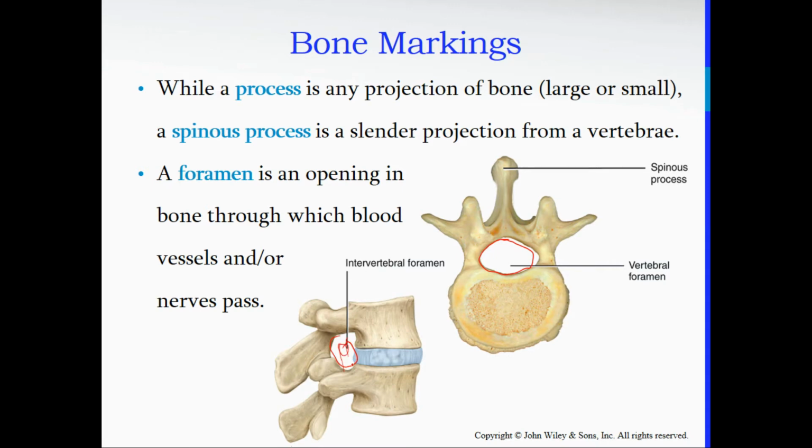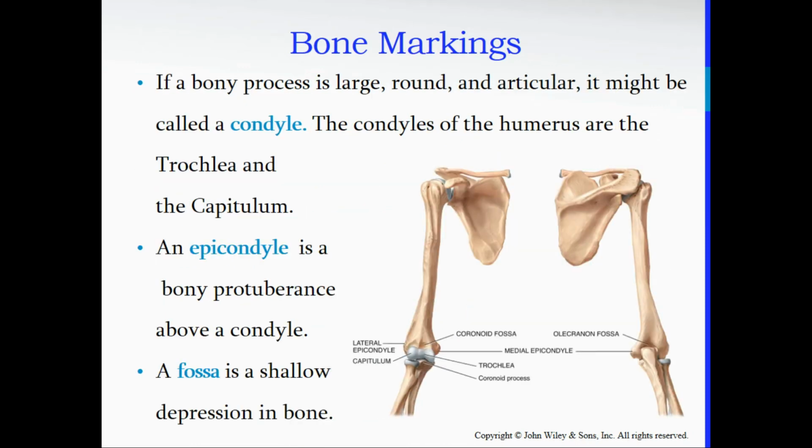And this opening is made by two different vertebrae. Still, though, it is a hole or an opening, so that's why it is referred to as a foramen. If a bony process is large, round, and articular, it might be called a condyle. Condyles of the humerus are the trochlea and the capitulum.